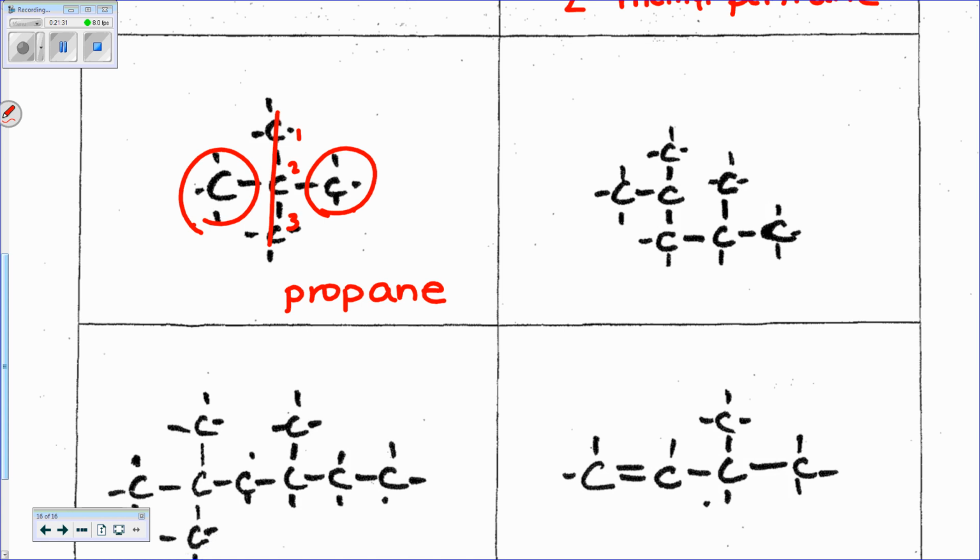So here's how I say it. Remember, 2 is di. So dimethyl propane. They're both on the 2nd, so you go 2, but they're both there. So it seems redundant, but you go 2, 2, dimethyl propane.